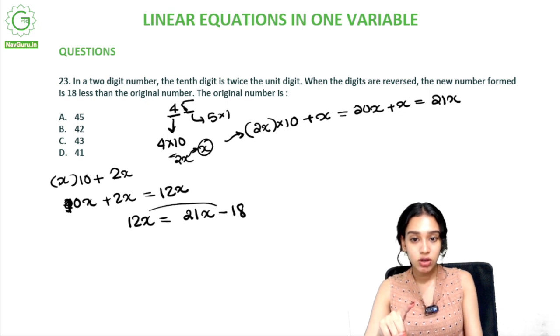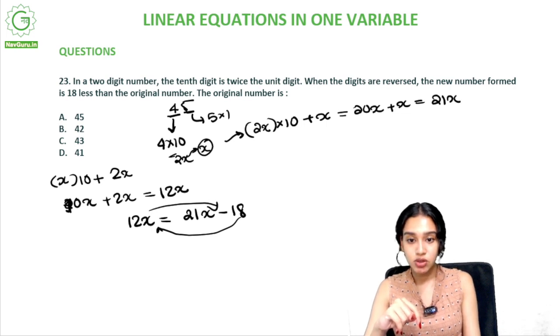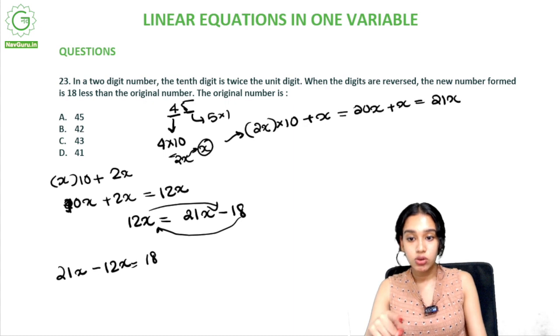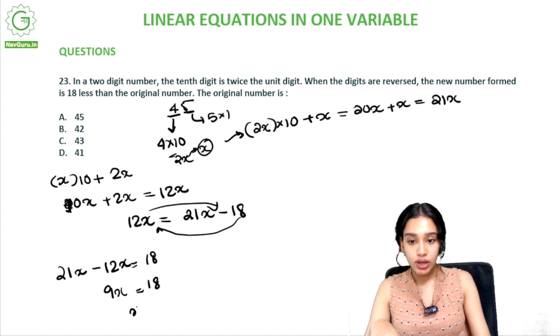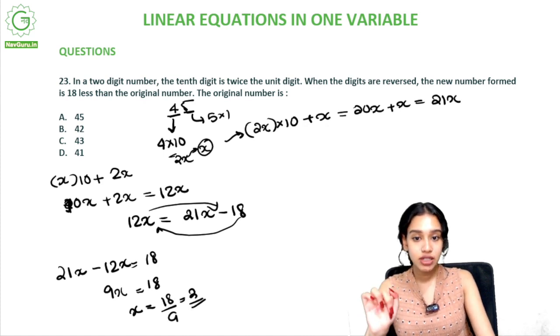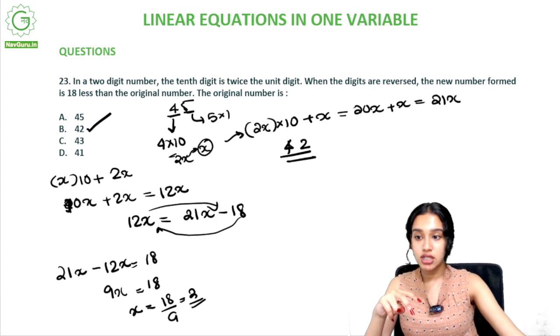So let's move around. We'll put 18 here and take 12 there. So minus 18 when comes to this side becomes plus 18, and here 21x, 12x was positive, when taken to that side becomes minus. So what is 21 minus 12? We have 11 minus 2, which is 9x, right, is equal to 18. So x is equal to 18 by 9, which is equal to 2. So we have to find the original number. For the original number, 1's place have a number 2, and the second place have the number which is twice the number, which is 42. So the answer for this question is 42.